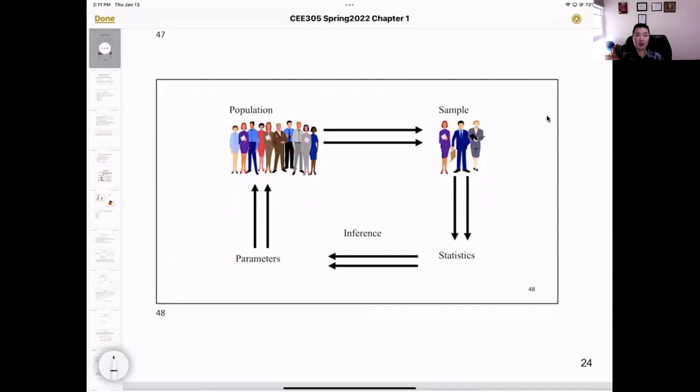So again, the population includes everything under study. For example, there are 50,000 students in the university, and a professor wants to know the average height. In that case, the population will be the 50,000 students. She gets a sample of 100 students and measures their heights, so that sample will be 100 students. We're trying to get information about the average height of the whole university, so we call that a parameter, estimated from statistics such as the average height of the 100 students.